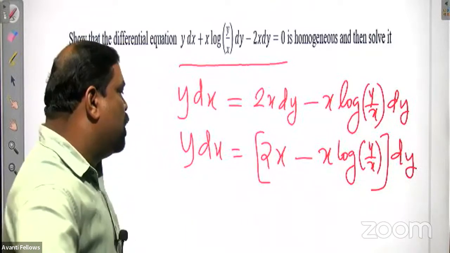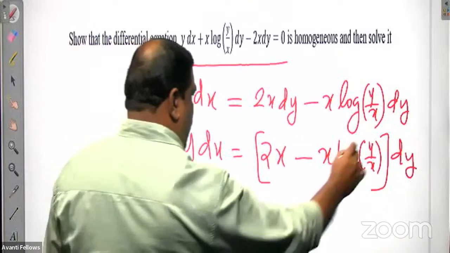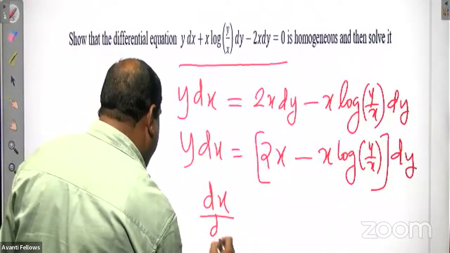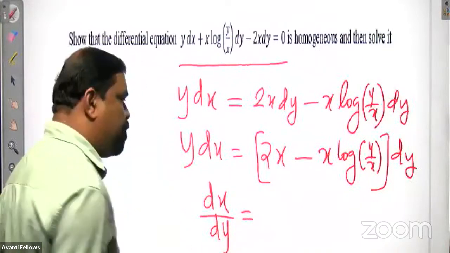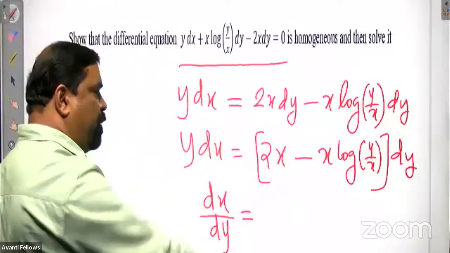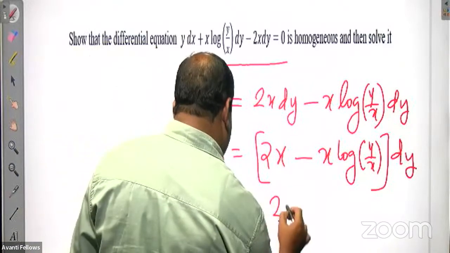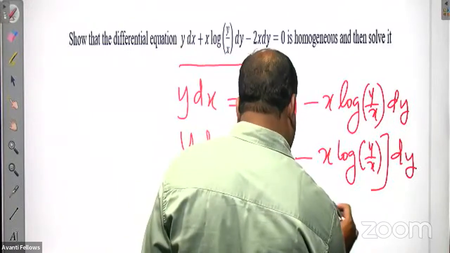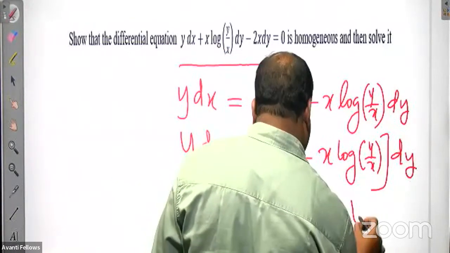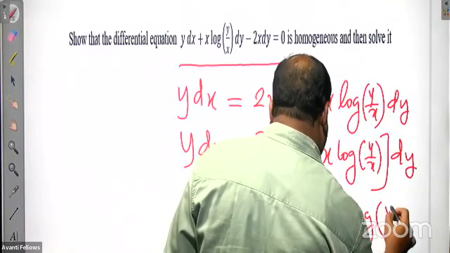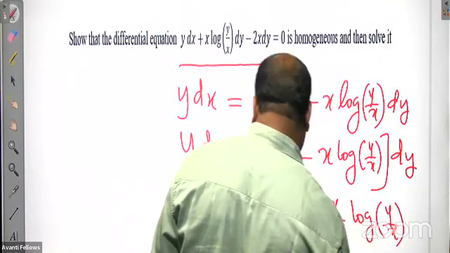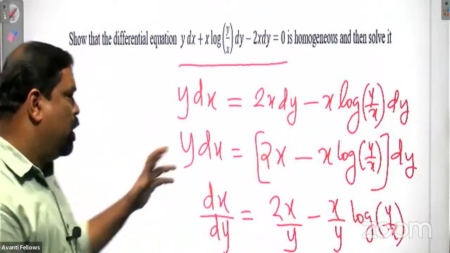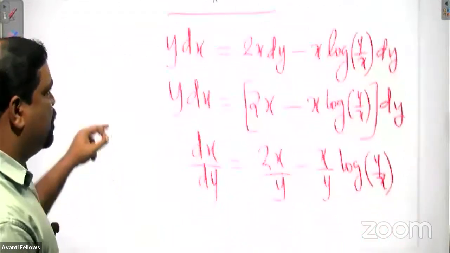So what to do? Okay, let us take the dy here. So you will get dx by dy equal to, bring the y, divided by y, 2x by y minus x by y into log y by x. Okay, dividing by y and taking dy to the left side.